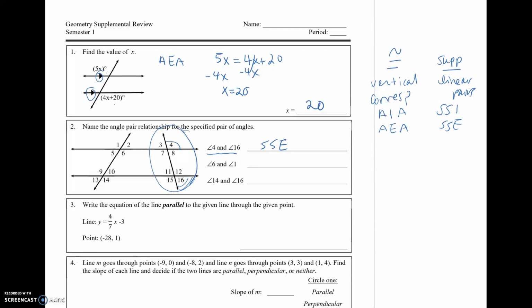All right, then when we look at 6 and 1, if I come over here, 6 and 1 are happening at one intersection. It doesn't matter if I look at these 2 lines, or if instead I look at these 2 lines and this transversal. It doesn't matter because 6 and 1 are vertical angles.